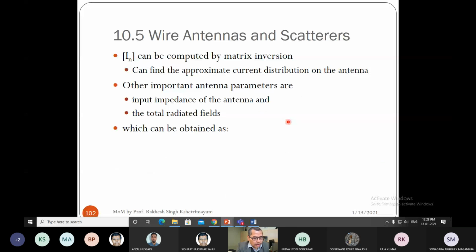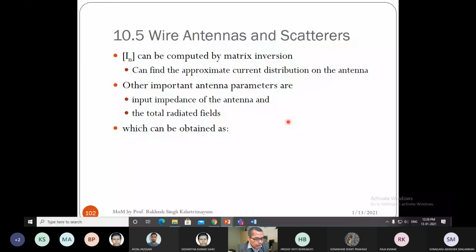Once you have the current distribution on the thin wire dipole, you can find out all the antenna parameters. We have done this analytically also. Once I know the current distribution, I can find the electric field. Once I have the electric field, I can find all antenna parameters like gain, directivity, all those antenna parameters.